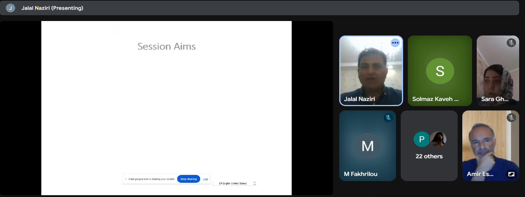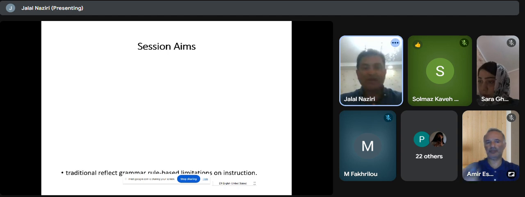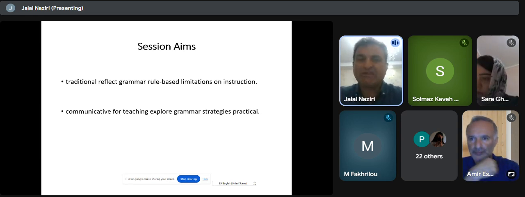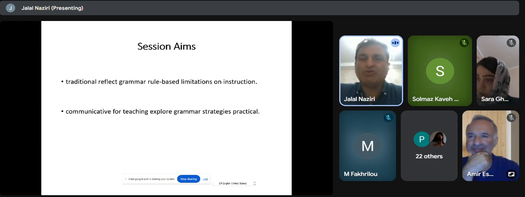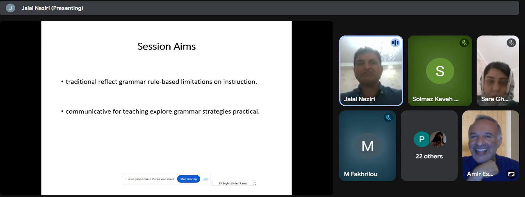Good. Look, during this session, I'm going to go through two areas, but it's a painful task. I have scrambled it, and I want you to unscramble the session aims, what I'm going to do. Can you unscramble? Put the words in order to make them meaningful. Session aims.